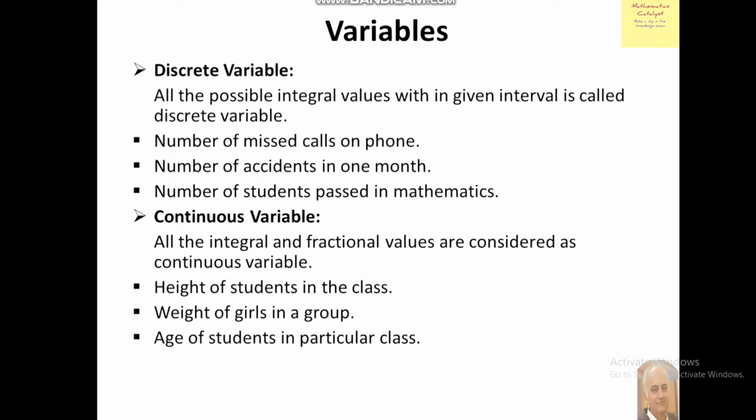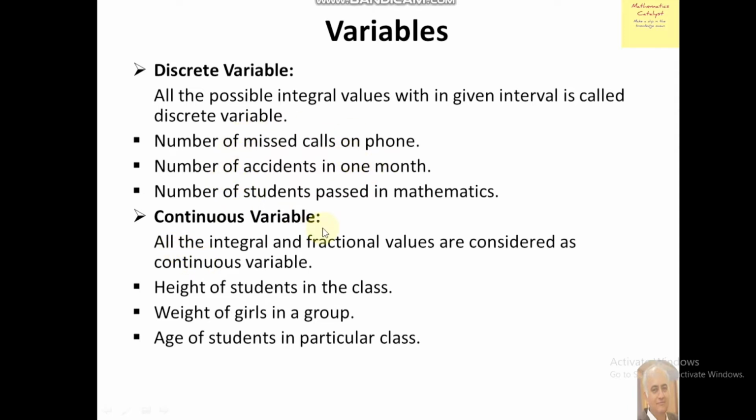One is the discrete variable. A discrete variable is all the possible integral values within a given interval. Suppose there is an interval going from 5 to 10. So how many integral values are there? That is 5, 6, 7, 8, 9, 10. So all the possible integral values within a given interval is called the discrete variable. Here are some examples: number of missed calls on the telephone, number of accidents in 1 month, number of students passed in mathematics, all can be represented with the help of integers only.